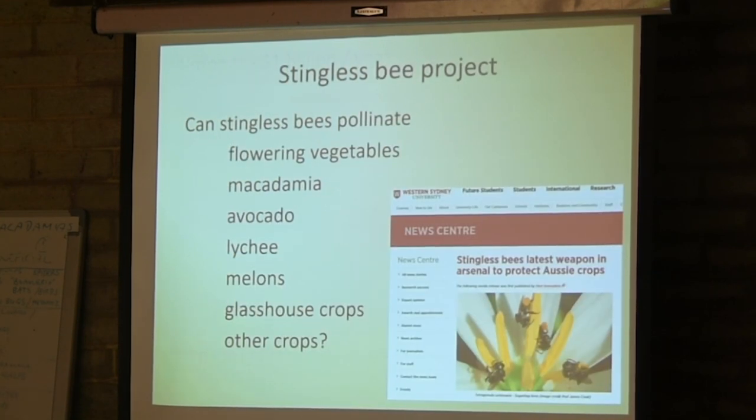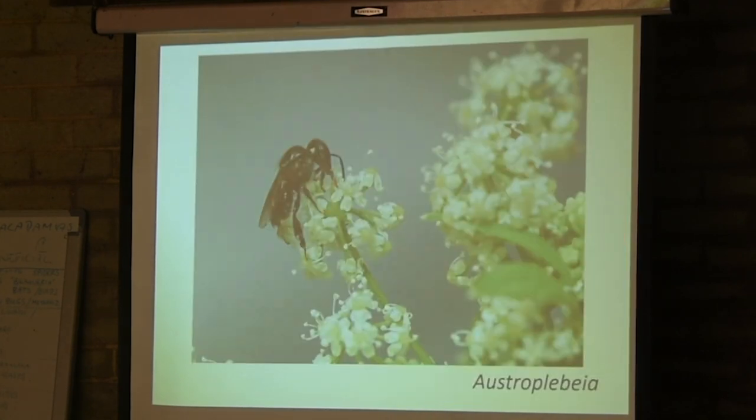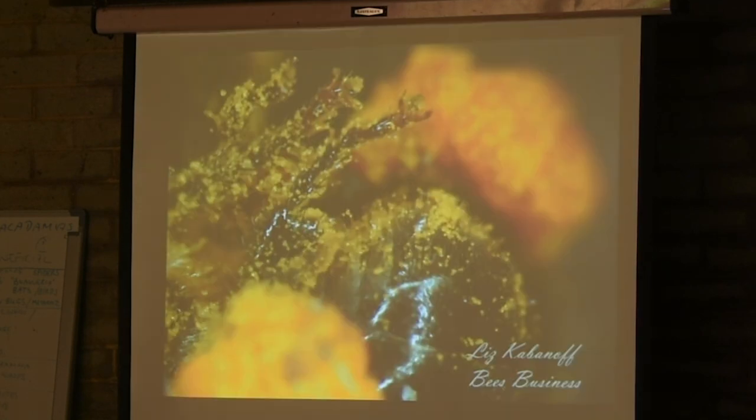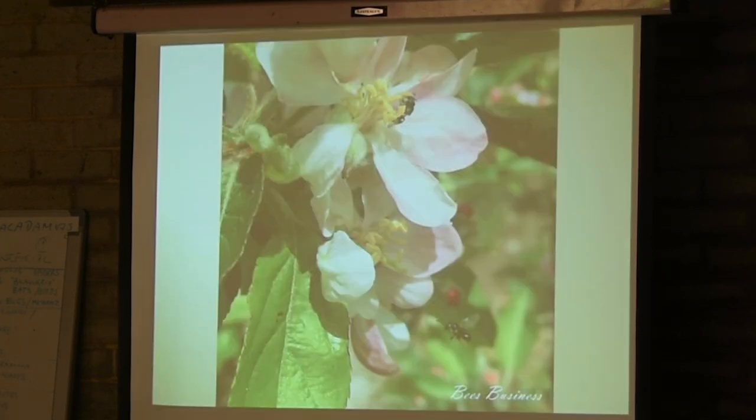These are the crops that this project's looking at. This is an Austroplebeia australis. It's a really good pollinator. I've got to speed up because I've only got 5 minutes.